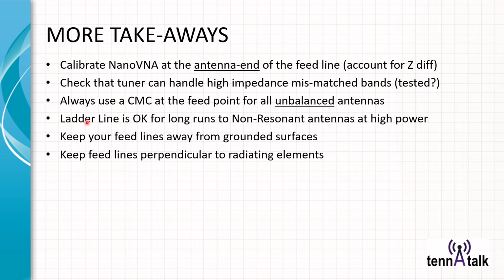Ladder line can be okay for long runs to non-resonant antennas at high power. That's where it still is a good tool to use. Realize ladder line is high impedance, typically 400 to 600 ohms, but it's great if you've got an antenna that's 400 to 600 ohms. Remember, always keep your feed lines away from grounded surfaces and keep your feed lines perpendicular to radiating elements. That's always a good thing to do.